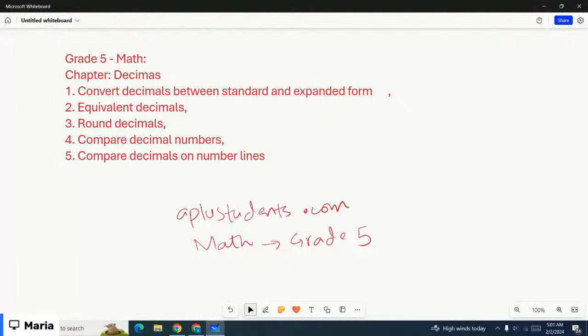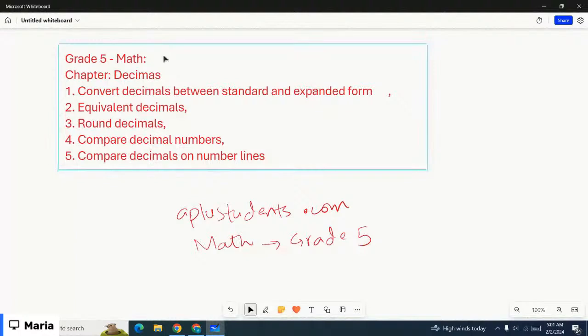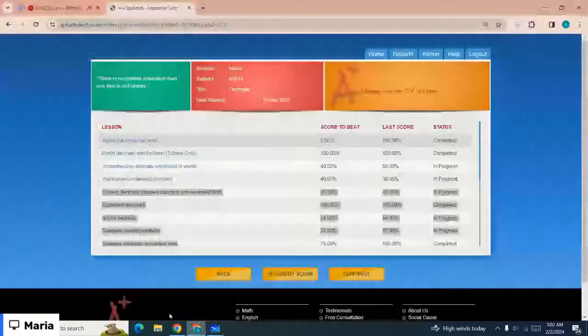We're going to start with the chapter decimals, and the lessons we are going to cover today are: convert decimals between standard and expanded form, equivalent decimals, round decimals, compare decimals on number line. So please make sure you have your notebook and pencil so that you can note down the important examples and definitions as well. Let's just start with the lesson.